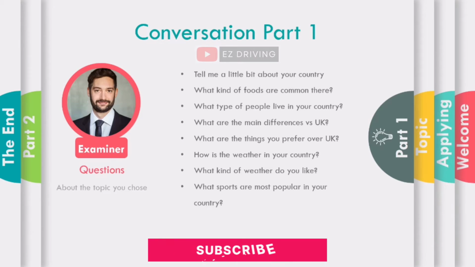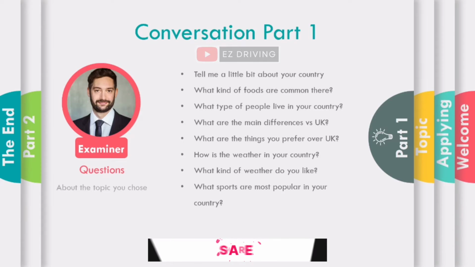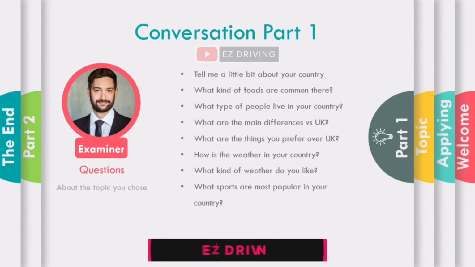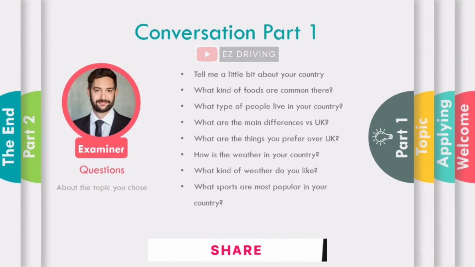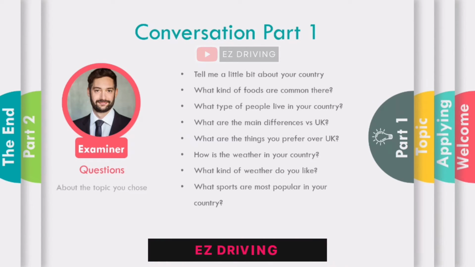Like for example, if I were to answer this question, I would say I come from Pakistan, which is a beautiful country. It is located in Asia and it is right next to India and China. And I'll maybe go on for a little bit explaining the qualities of my country. Next up, he may ask what kind of foods are common there because I chose the subtopic food, and I can mention any foods that are very common or very popular in Pakistan, in my country.